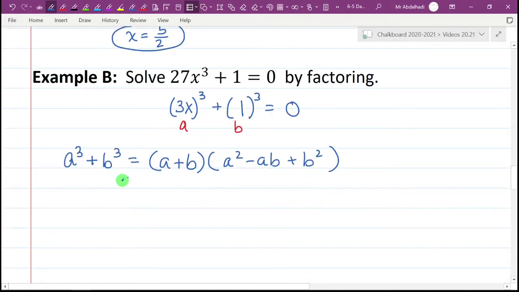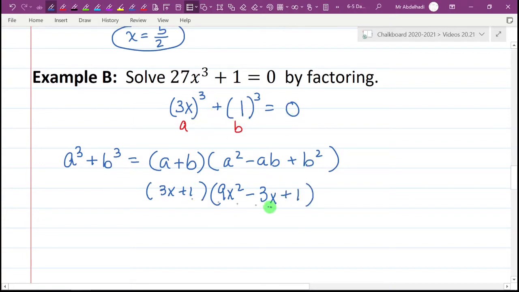And you can see it's a little bit different. This time there's a plus here instead of a minus, and there's a plus here instead of a minus, and here there's a minus instead of a plus. We have the a, we have the b figured out. So this is going to be a plus b, which is 3x plus 1, and this is going to be a squared, which is 3x times itself, which is 9x squared, minus a times b, which is 3x times 1, which is still 3x, plus b squared, which is 1 squared, which is 1.